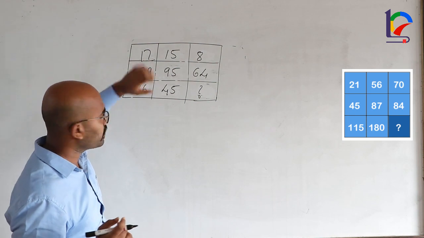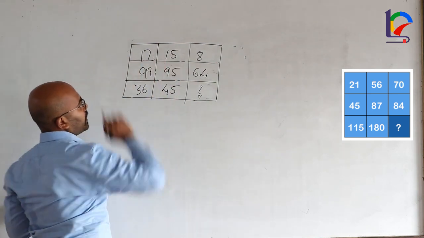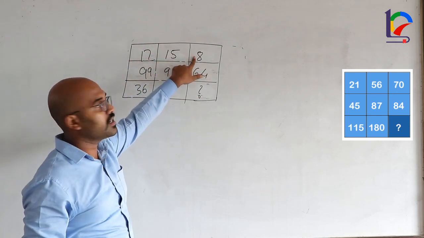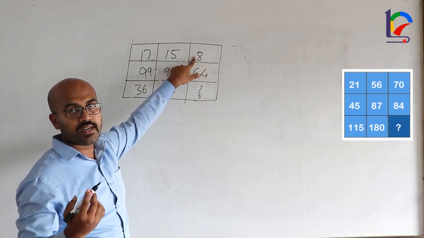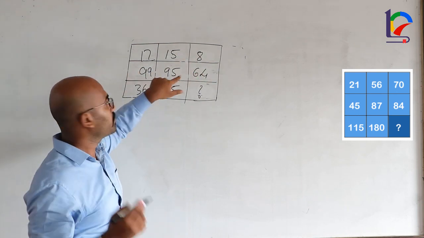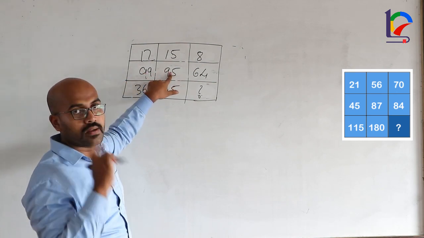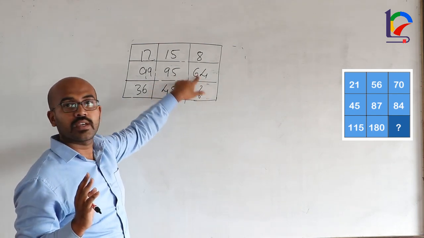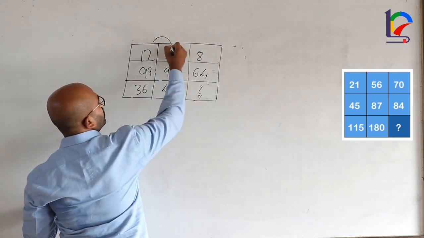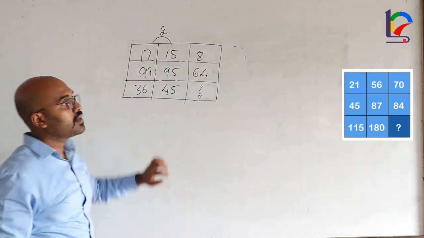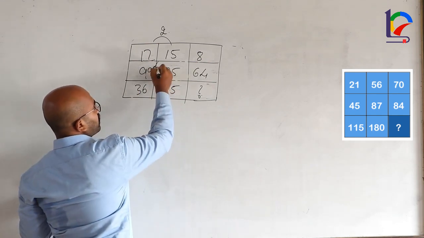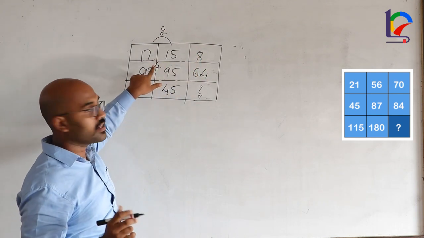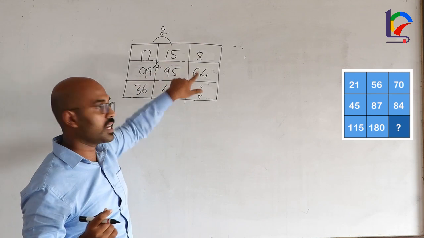So this is not. Then 15 and 17. So bigger number minus smaller number. 17 minus 15 is 2. But here it is 8. So is it related? So let's see how. Then 99 and 95. So 99 minus 95 is 4. Is 4 related to 64? Here what we got is the difference of these 2 numbers is 2. Here we got 4. Is 2 somehow related to 8, and in a similar way is 4 related to 64?